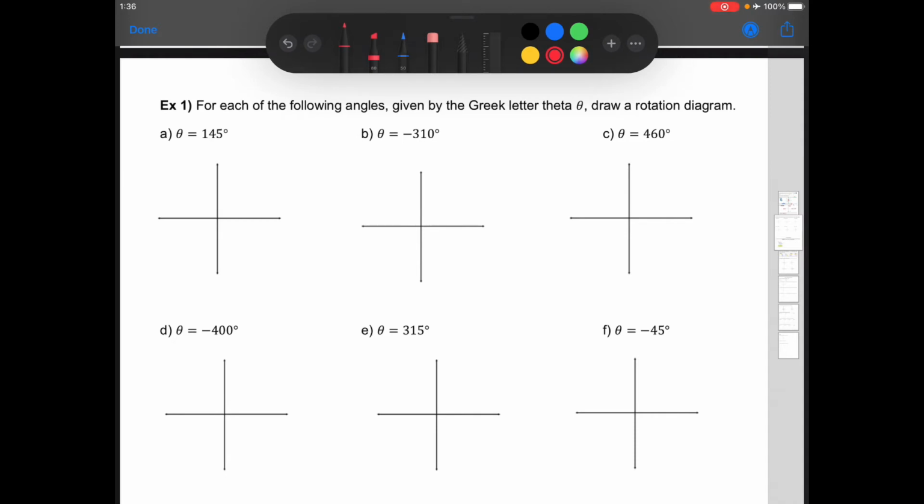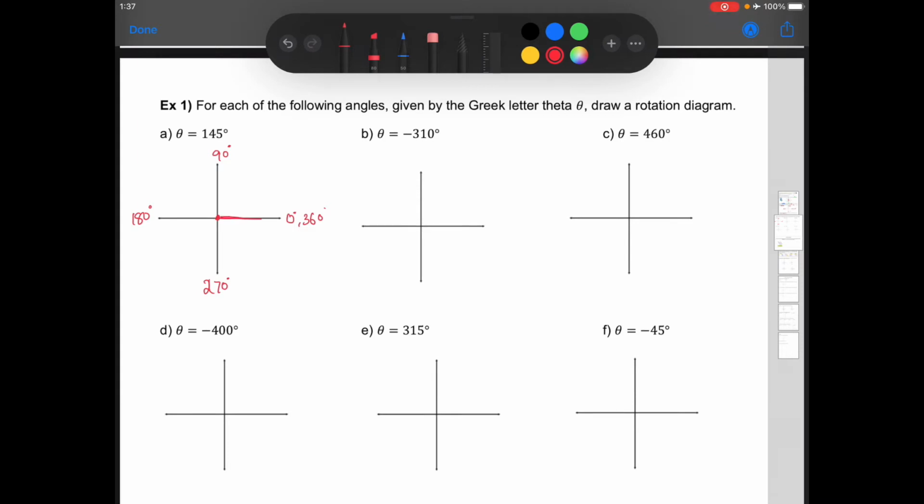Okay, for each of the following angles given by the Greek letter theta, draw a rotation diagram. So all we're doing is sketching our terminal ray and our initial ray. We're going to start with our initial, and then of course we're going to do our terminal, right? So let's do that. It's saying theta equals 145 degrees. Again, it's a good idea in the beginning, especially, to mark up your quadrants. So 90, 180. Since it's positive, I'm going to go in the counterclockwise direction. 270 and 360. Okay, where is 145?